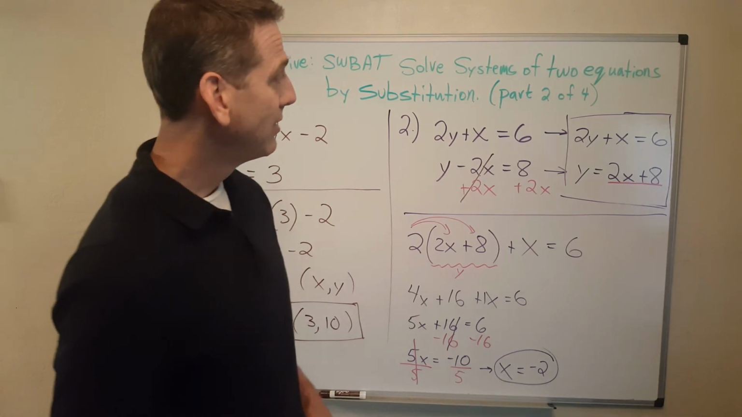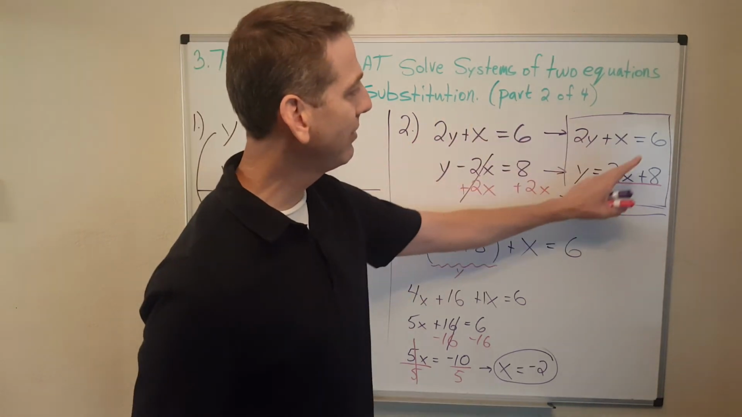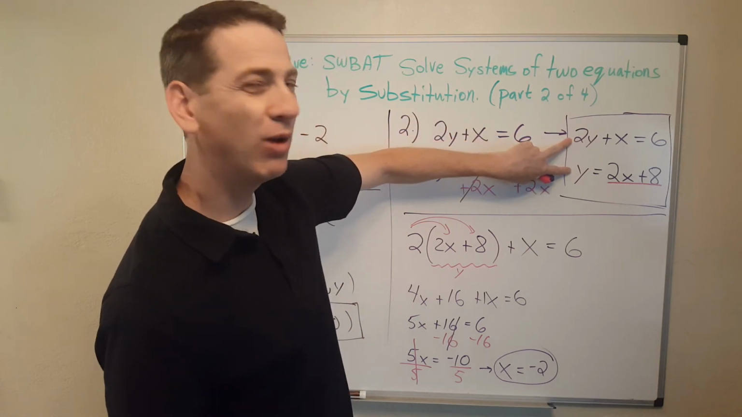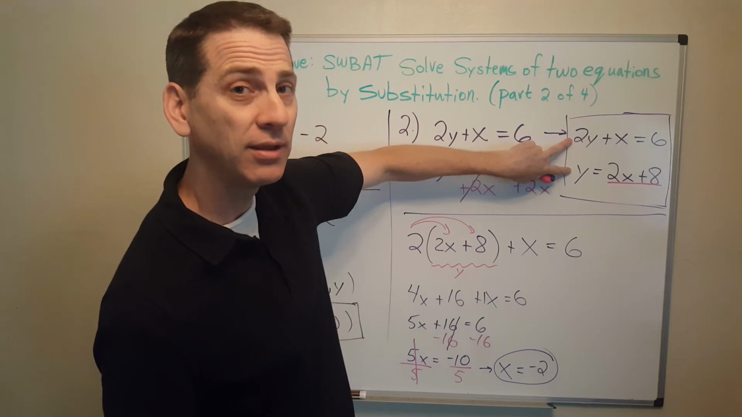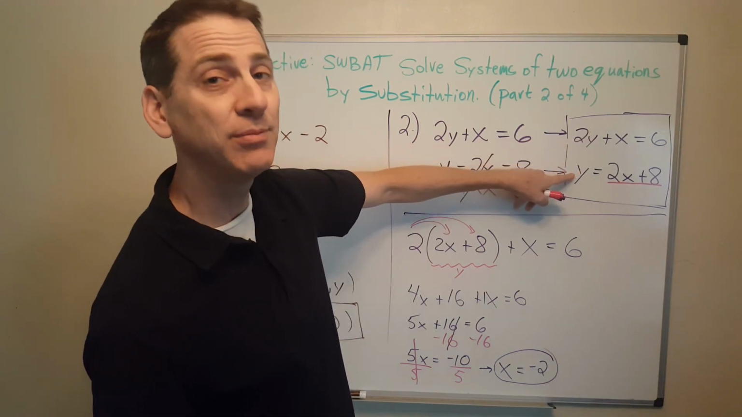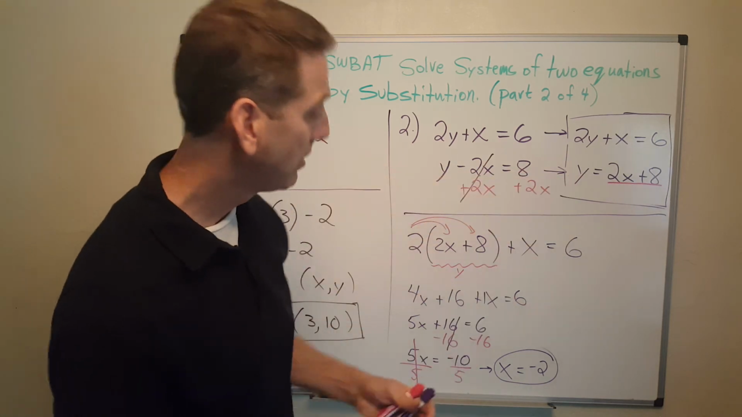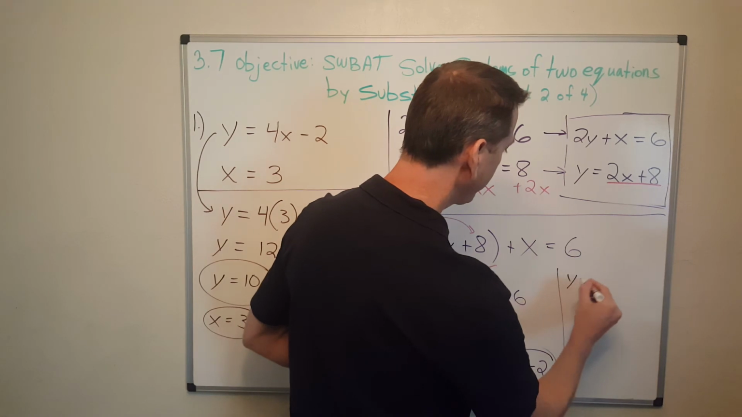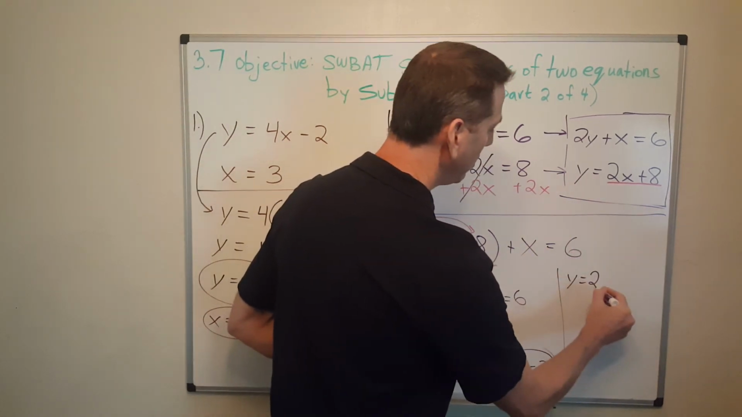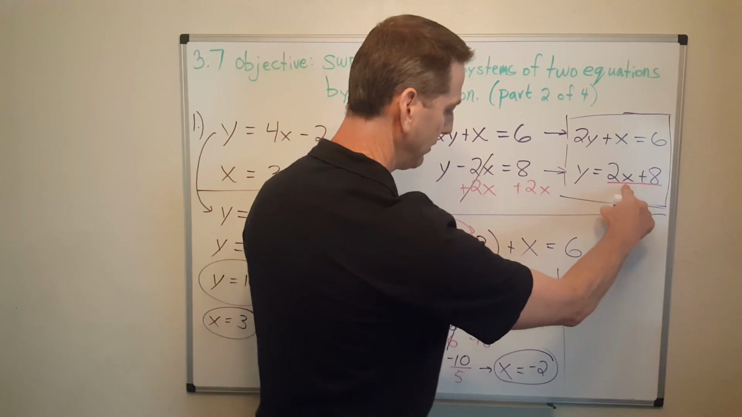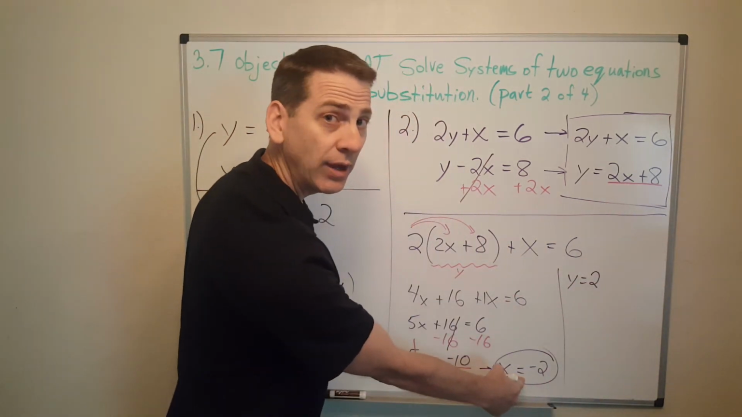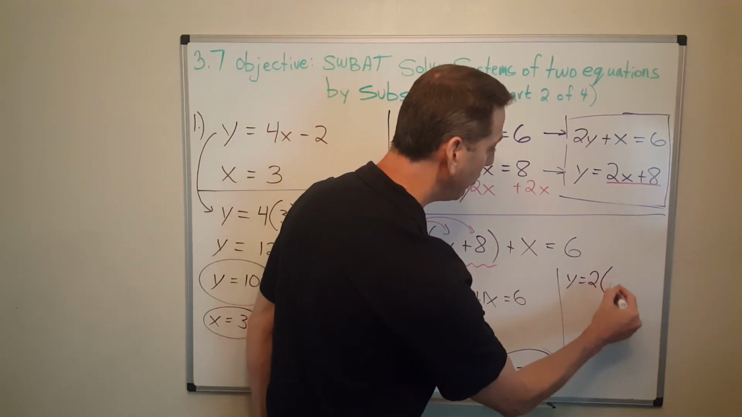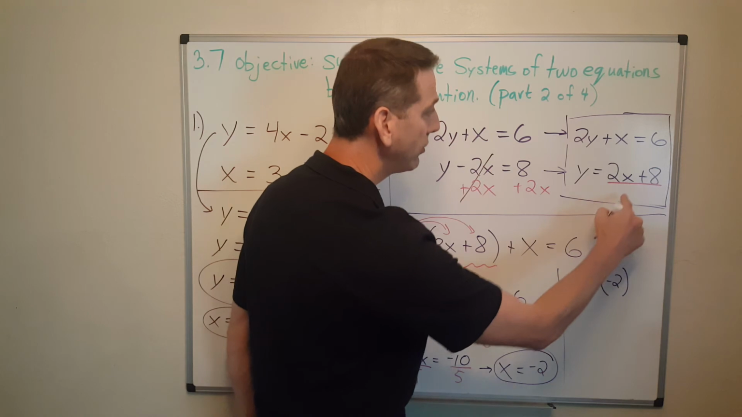Okay? So you can use either one of these equations. Which one would be easier to find y? This one would be easier because y is already solved for, right? So let's go ahead and do that. So I get y equals 2 times x. Well, what's x? Well, now I know what x is, right? So I can use substitution again. X equals negative 2. So I'm going to multiply that by negative 2.